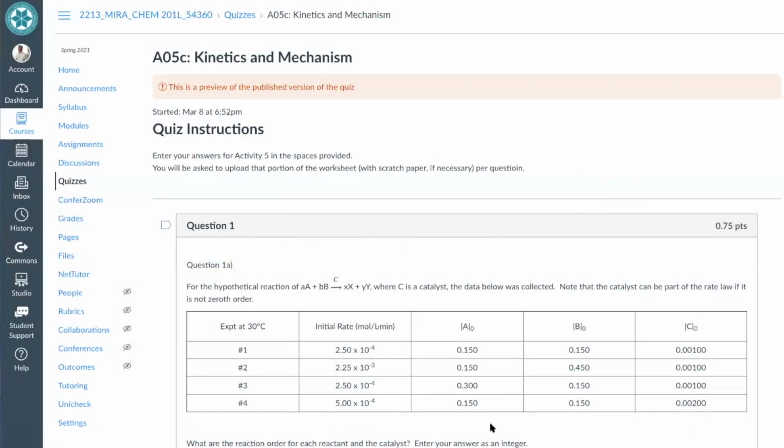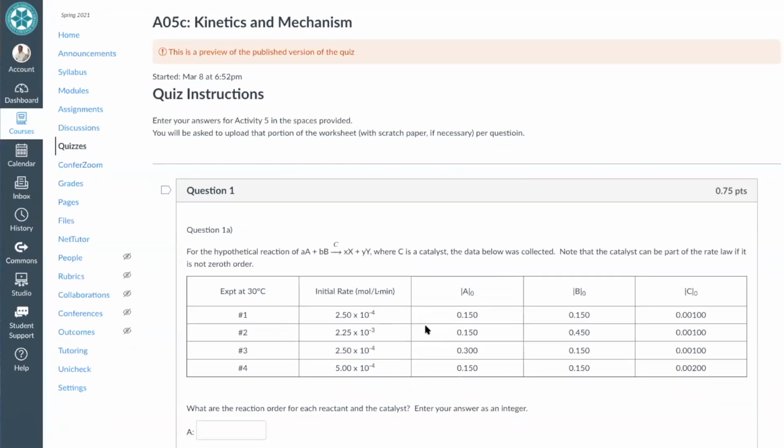This is basically the same question as in your lab manual. You guys have 4 experiments. They're all, I believe, at the same temperature. And this is the method of initial rates. And you just need to figure out what is the order of A, what is the order of B, what is the order of C.